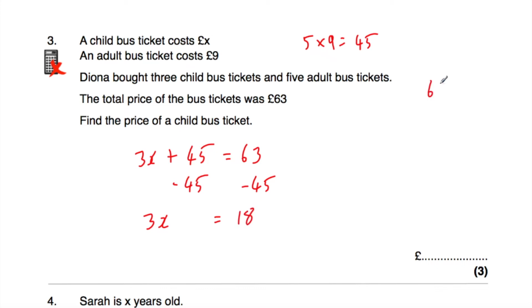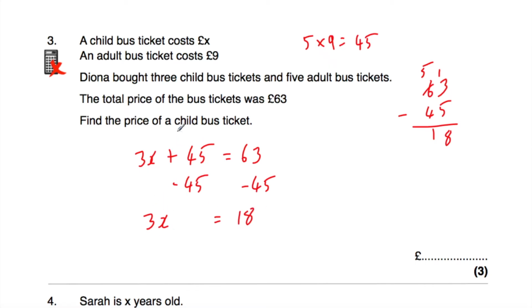And if you wanted to, you could check that. 63 take away 45, you could use your column method of subtraction there. So here, 3 take away 5, well, we're going to borrow. So we've now got 13 take away 5, that's equal to 8. And 5 take away 4 is equal to 1. So as you can see, that's £18. So 3 child tickets costs £18.